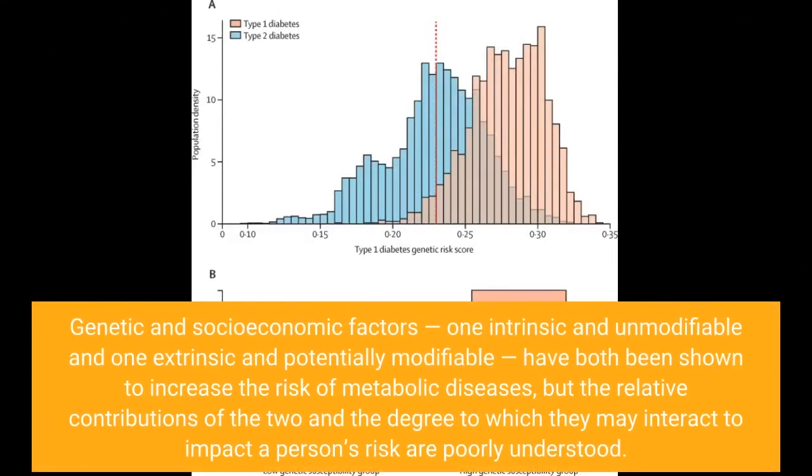Genetic and socioeconomic factors, one intrinsic and unmodifiable and one extrinsic and potentially modifiable, have both been shown to increase the risk of metabolic diseases, but the relative contributions of the two and the degree to which they may interact to impact a person's risk are poorly understood.